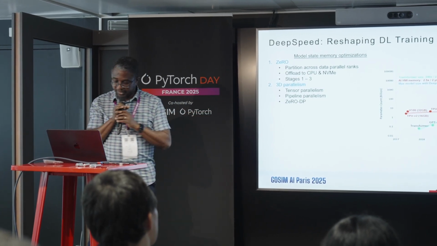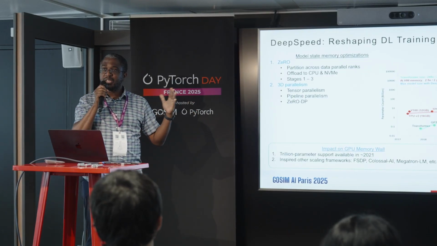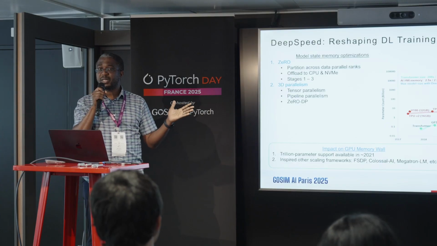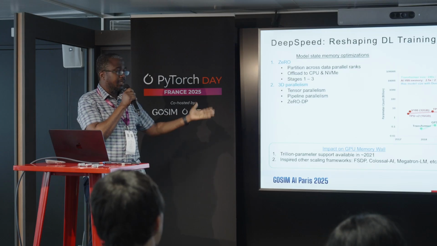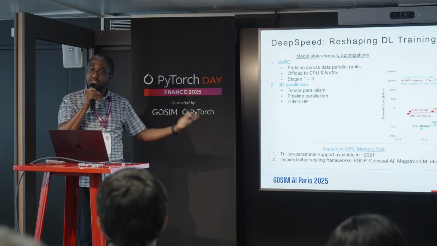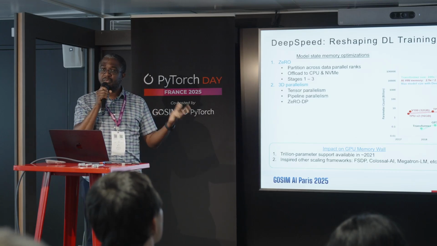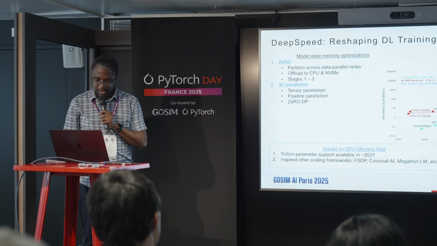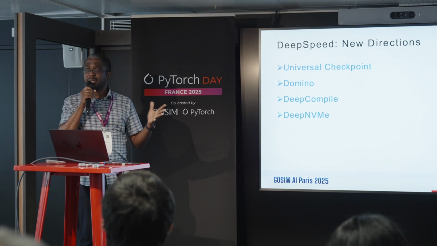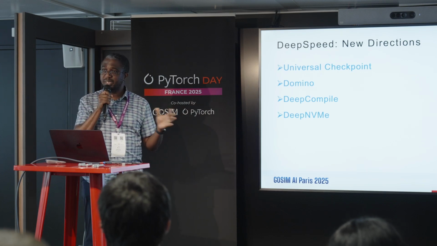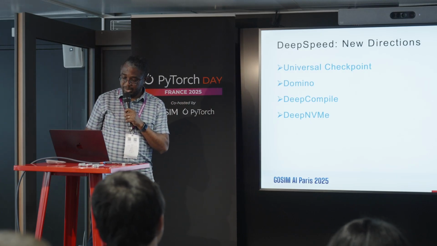So, looking at the impact, we provided the system capability to train trillion parameter models as far back as 2021. So this is well ahead of the model scientists. The techniques which I've listed here inspired other frameworks like FSDP, Colossal-AI, and Megatron-LM; we've all adopted the ZeRO optimizations. So I want to spend the rest of the time talking about some of the new things we've been looking at in DeepSpeed, and there are basically 4 things that I'll highlight today.